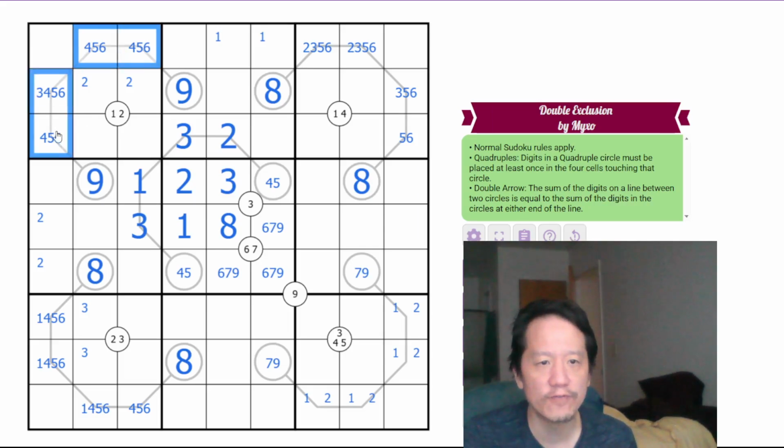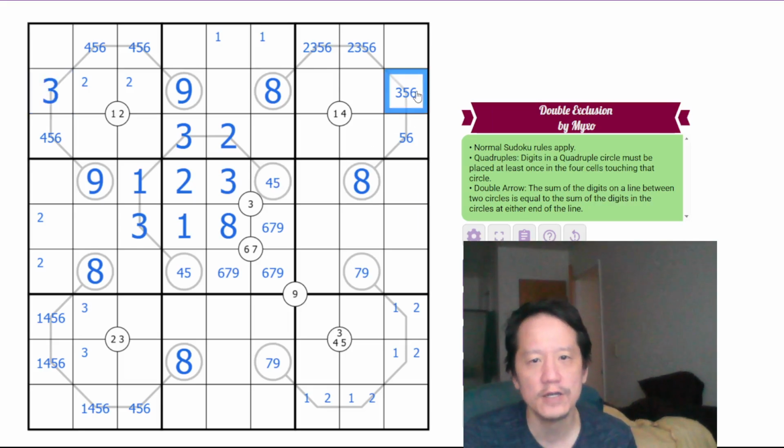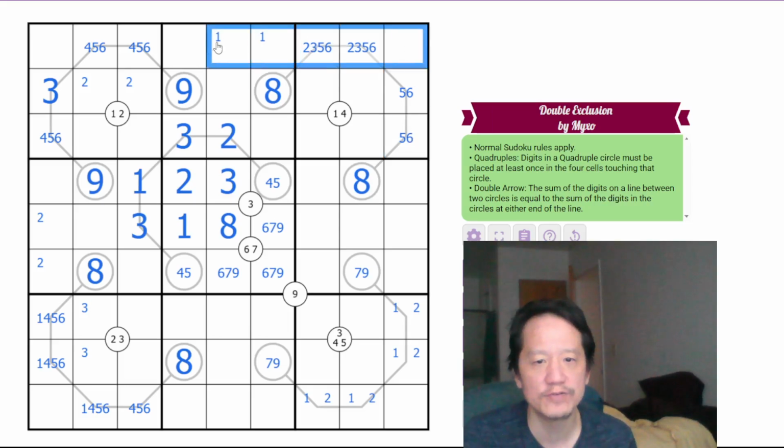We now have a 4, 5, 6 triplet in this box, which eliminates 4, 5, and 6 in the rest of the box. Therefore, this can't be 4, 5, or 6. It's 3, which eliminates that from being a 3. We now have a 5, 6, 5, 6 pair here, which eliminates 5 and 6 from the rest of the box. Therefore, this can't be 5 or 6.